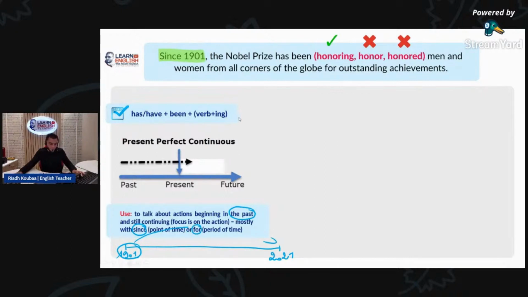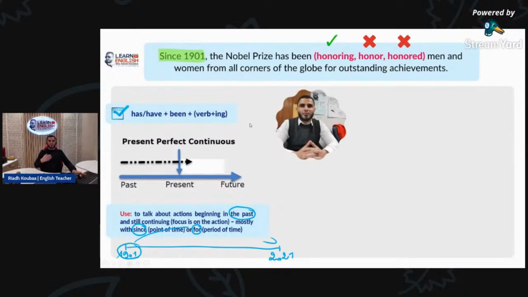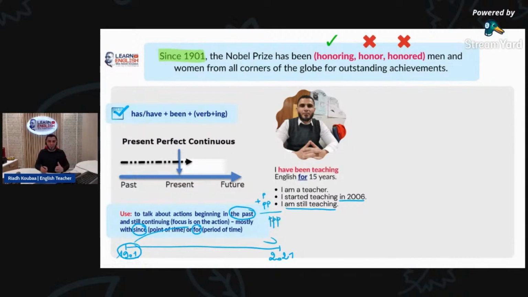If I say, for example, this is me. I am a teacher. As you can see, I started teaching in 2006 and I am still teaching. So this is past, this is present progressive. I am still teaching. I started in the past and I am still teaching. So if I want to use the simple past plus the present progressive, we will get the present perfect progressive. So I am going to say I have been teaching English for 15 years.